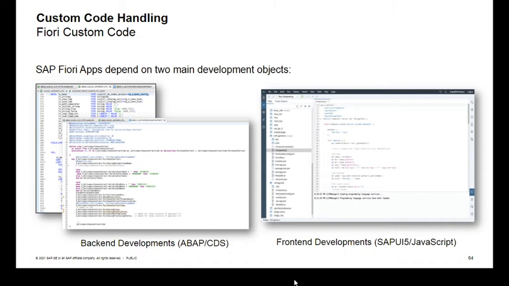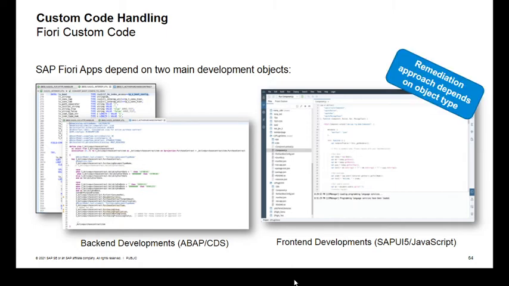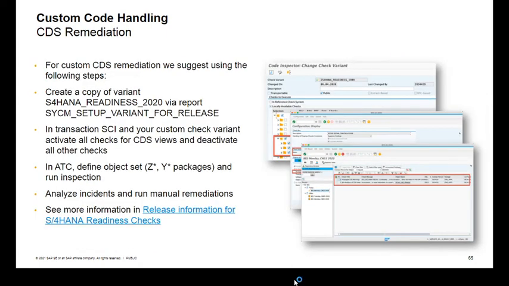Okay. Now for the CDS remediation, we would recommend that you create a copy of the variant of the S4HANA Readiness 2020 check. And then you go into transaction SCI, you define the object set accordingly, and you analyze the incidents that come up, that are being thrown, where there's an impact, and you work accordingly to resolve them.